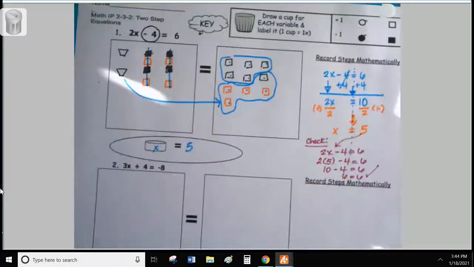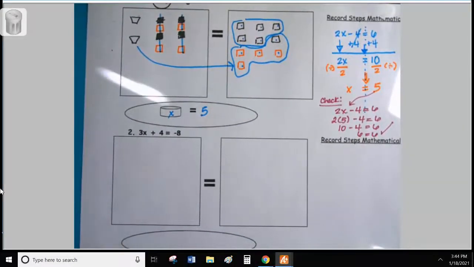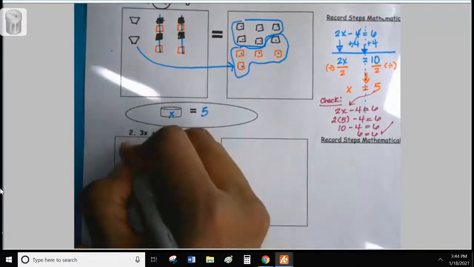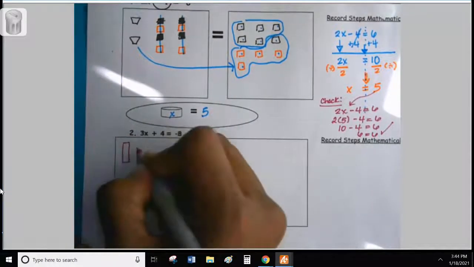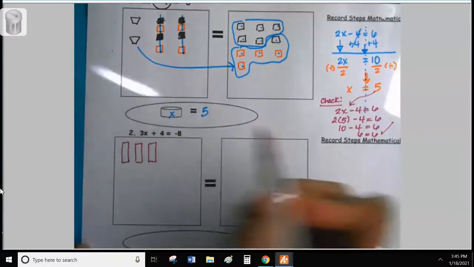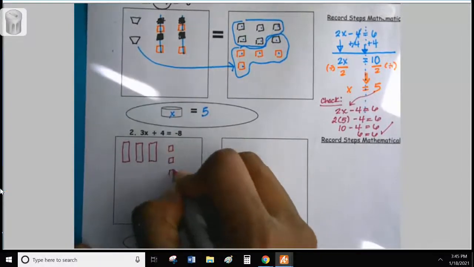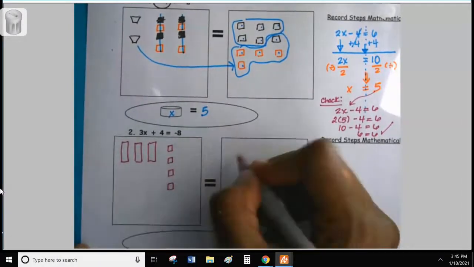So let's jump on to another one. This time we have 3x plus 4 equals negative 8. So 3x, this time I'm going to use a large rectangle to represent my x's. And then we have plus 4, so that's going to be 4 open rectangles. And then we have negative 8.